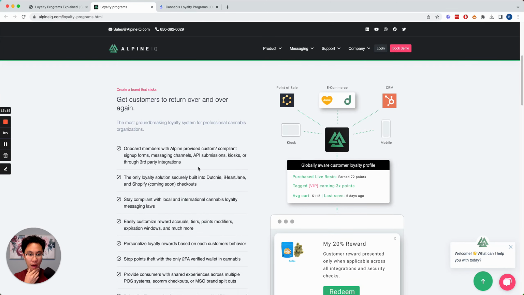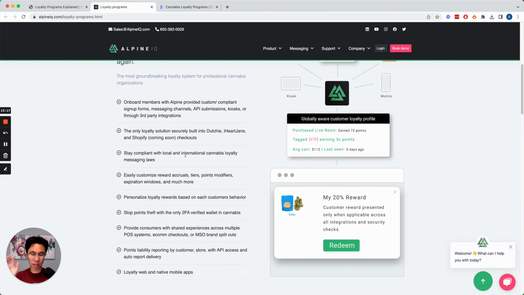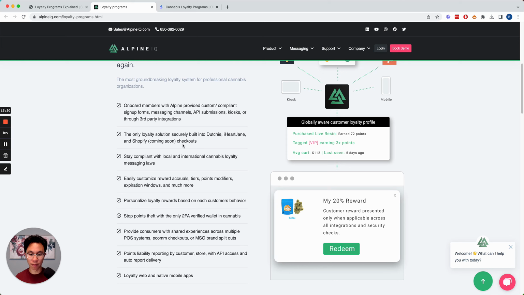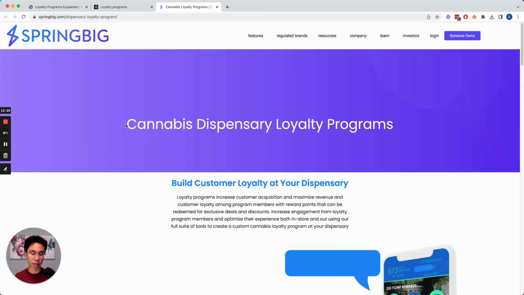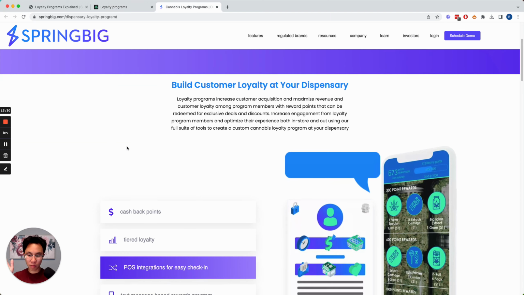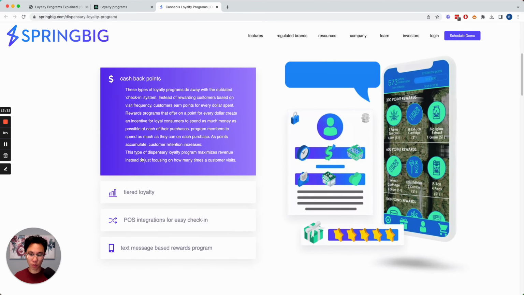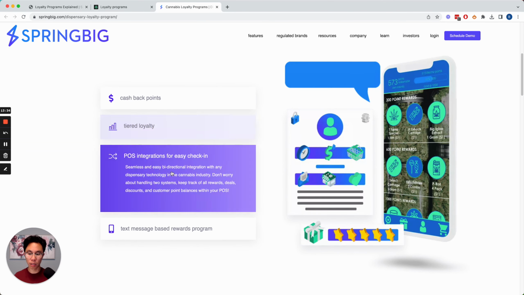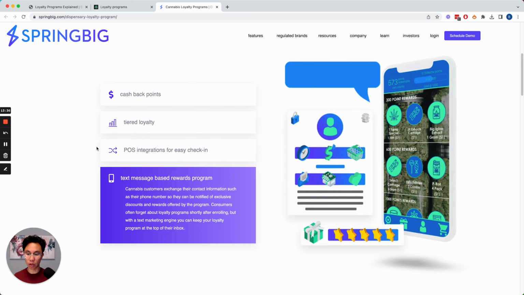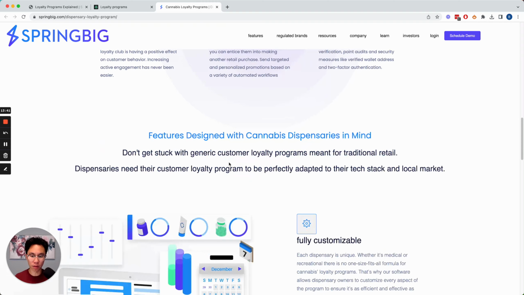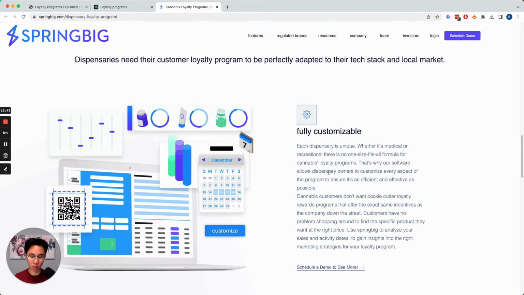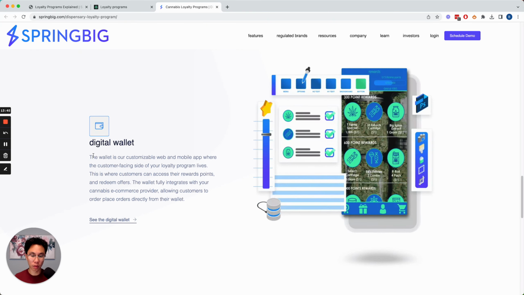But it seems like they have this pretty sorted. It looks like they have texting, integration with software, and can provide rewards for the customers, I'm assuming, using a wallet of some sort. Now, if we go to Springbig, again, relatively the same thing. You have cashback points, like I said, tiered loyalty, POS integrations, and text message-based rewards programs. I already went through the benefits of loyalty programs, customizable backend, digital wallet, which is interesting.